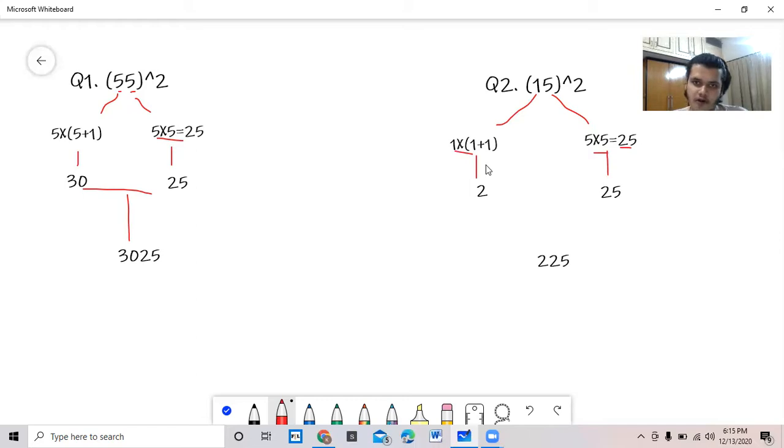Now to get the result, we will simply combine these two numbers and get our result, which is 225.